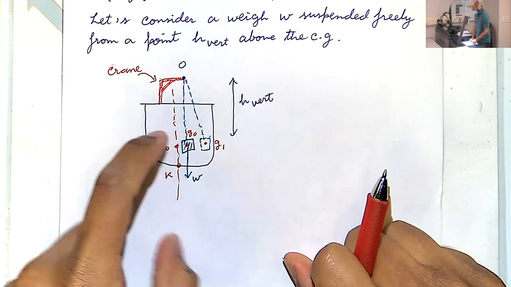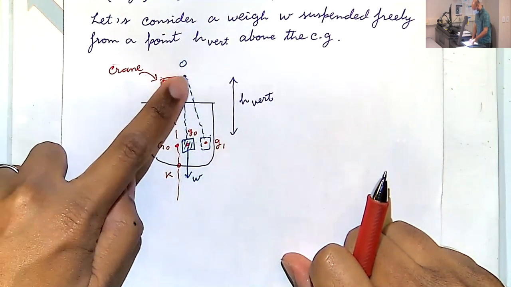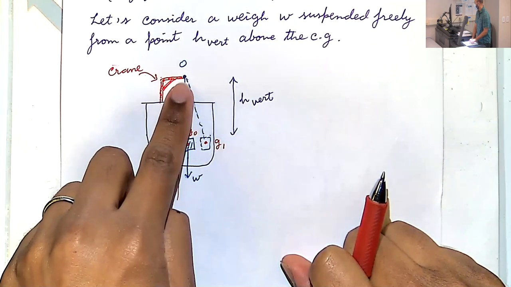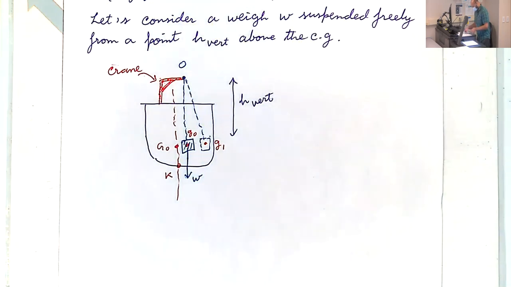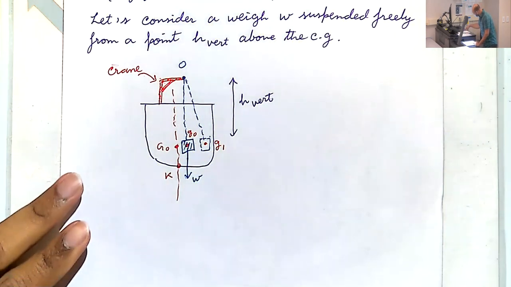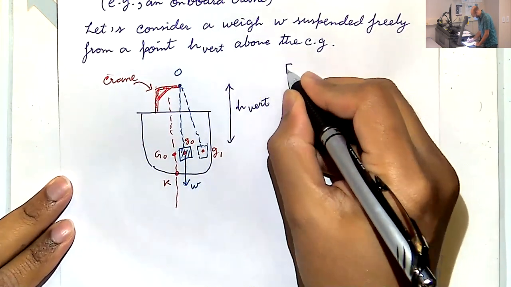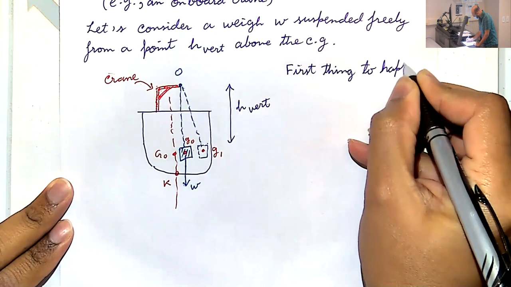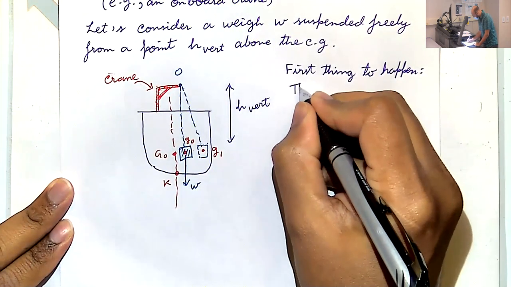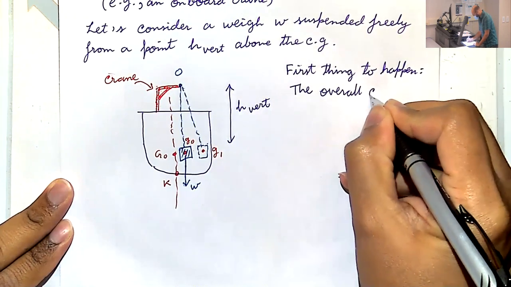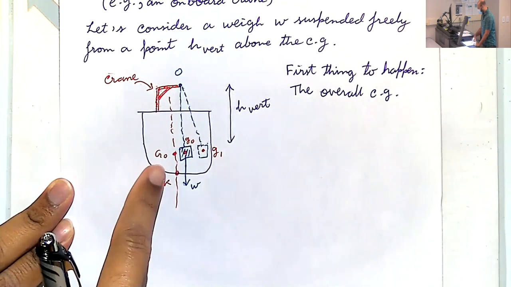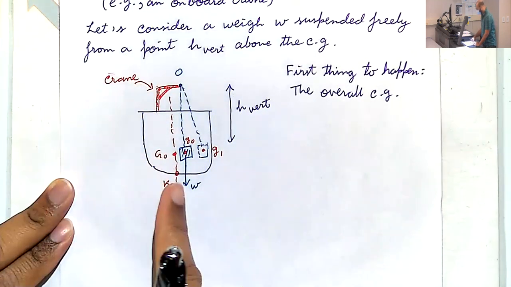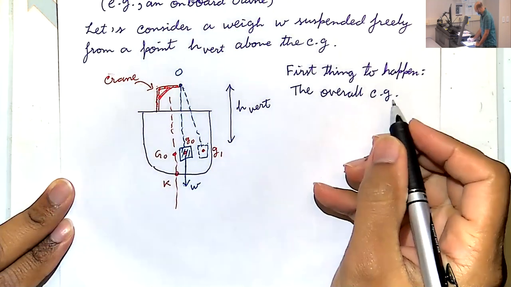Immediately as you pick up the container, it's as if you've put an extra weight at this point, the suspension point. The container is down here, but the weight acts as if its center of gravity were at the suspension point. So two things happen. The first thing that happens is the overall center of gravity shifts. If our original hull had the CG at G0, now you've added another weight at this suspension point, so we expect the combined center of gravity to get pushed up. So the overall CG shifts upwards.